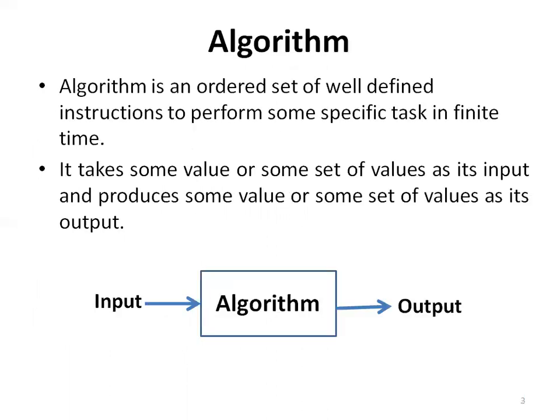So, algorithm is an ordered set of well-defined instructions to perform some specific task in finite time. That means all the instructions of an algorithm should be well-defined, and the instructions of the algorithm should execute to complete in finite time. And we give some values as input to the algorithm. Algorithm, after processing, gives us output.